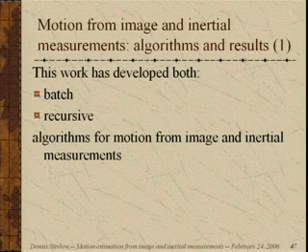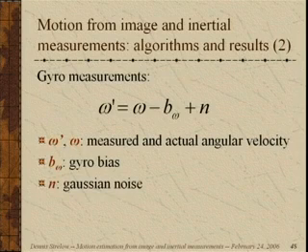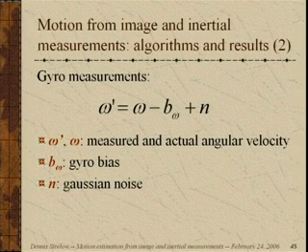Okay, so my work on image and inertial measurements has developed batch and recursive algorithms for doing this, and I'll give you a little feel for both of those. First, let me talk about my simple model of the inertial sensors. With the gyroscopes, they're relatively simple. We'll assume that the angular velocity that we see is the actual angular velocity, modified by some slowly changing bias and some kind of per measurement independent Gaussian noise.